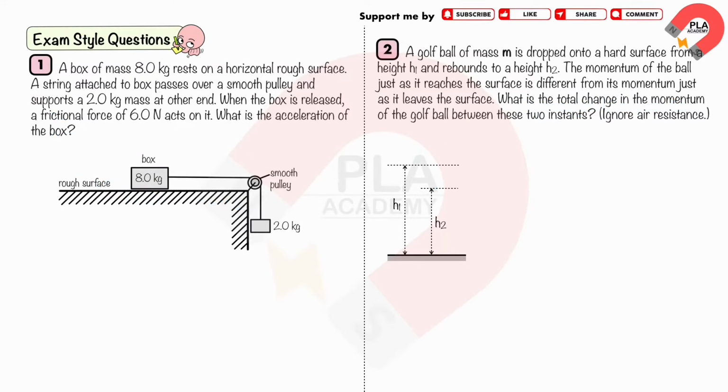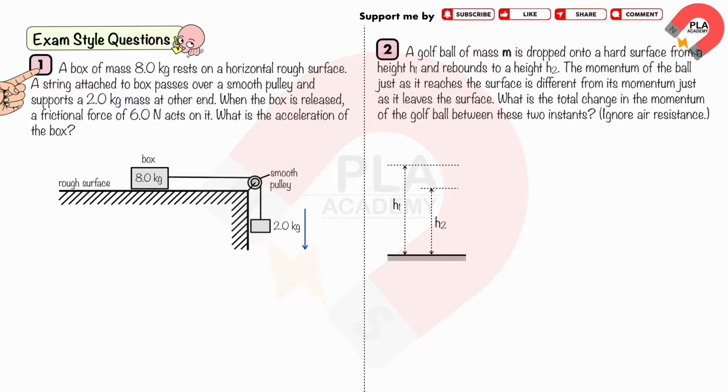Exam style question 1. A box of mass 8 kilograms rests on a horizontal rough surface. A string attached to the box passes over a smooth pulley and supports a 2 kilograms mass at the other end. When the box is released, a frictional force of 6 newtons acts on it. What is the acceleration of the box?